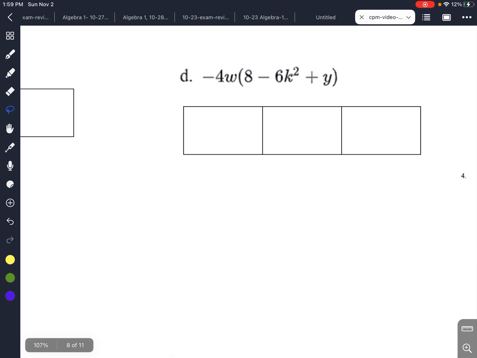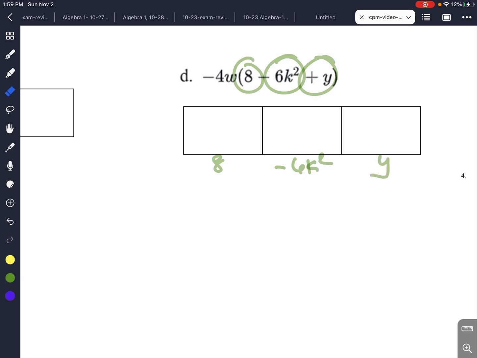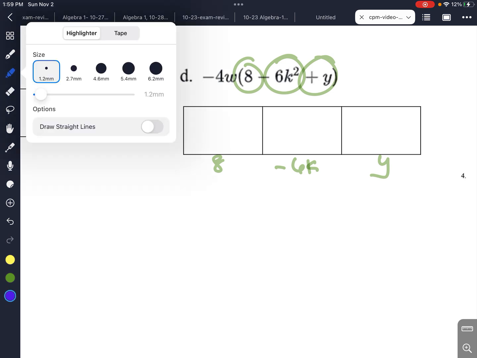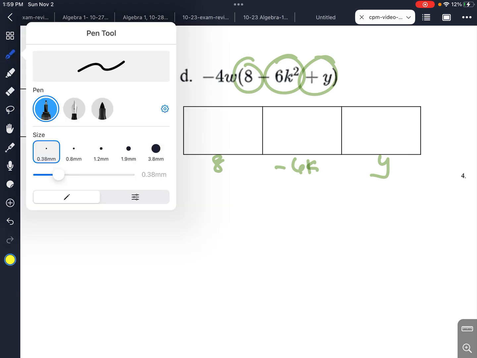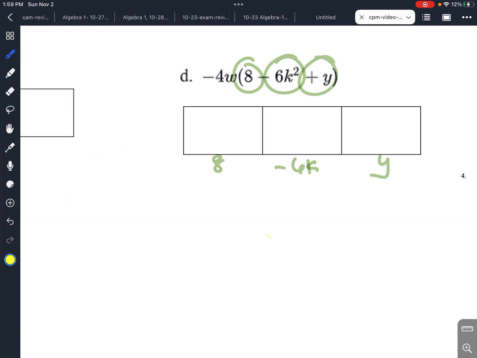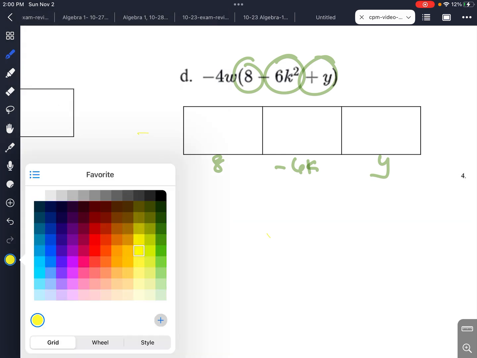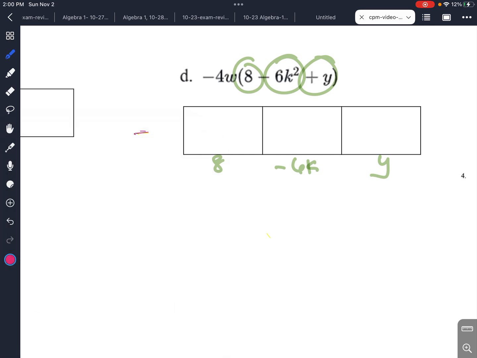All right, so notice in this problem, I have 3 terms. Now, I'm going to put them down here so I have more room. I'm going to do 8 here, negative 6k squared here, and y here. Okay, and negative 4w, 4 times negative 4 times w here, right? So I'm going to multiply 8 times a negative 4w.